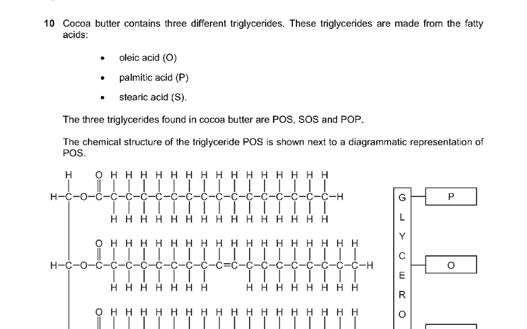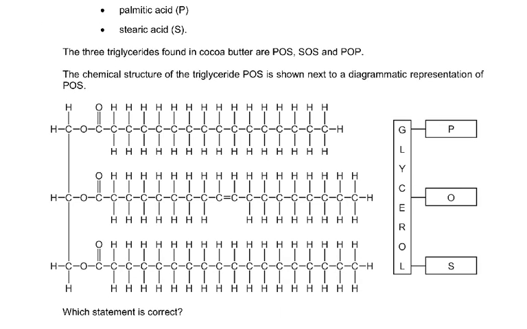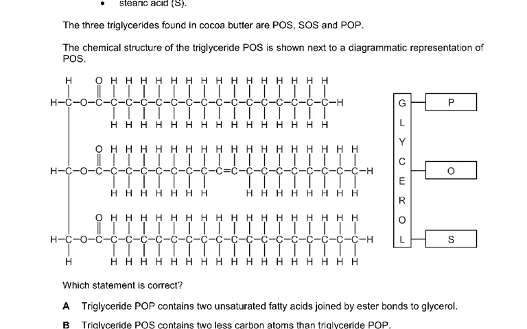In this question it says cocoa butter contains 3 different triglycerides. These triglycerides are made from the fatty acids oleic acid O, palmitic acid P, and stearic acid S. The 3 triglycerides found in cocoa butter are POS, SOS, and POP. Now, how do you handle this question? It's a little difficult, the reading part, but otherwise it's pretty easy. The chemical structure of the triglyceride is shown next to a diagrammatic representation of POS.